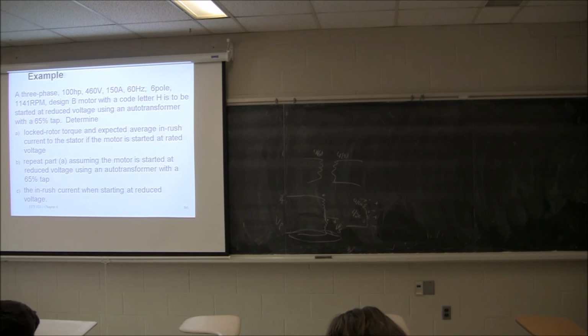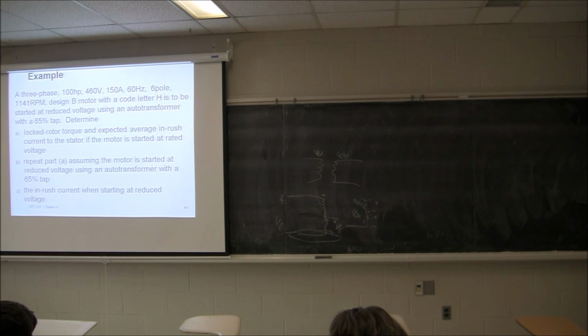Here's an example, 100 horsepower, 460 volt motor. We're going to run it at a 65% tap. We want to figure out what the locked rotor value is going to be. If it's started across the line, then we're going to start it at 65% and then compare inrush current versus the full voltage and the 65%.